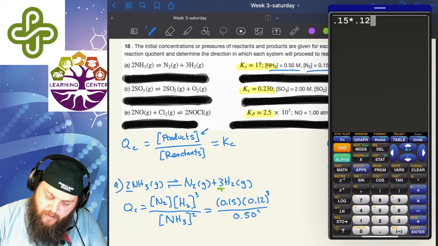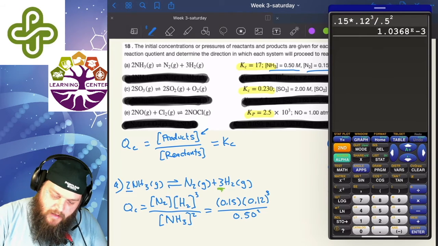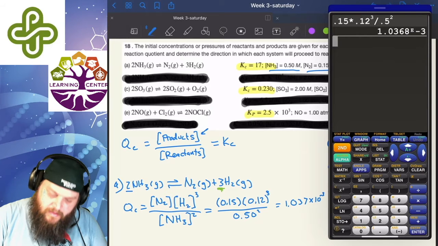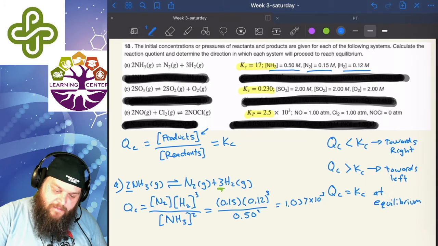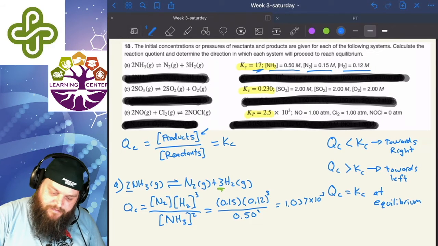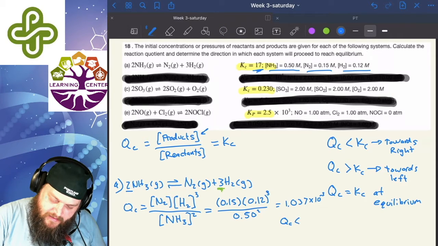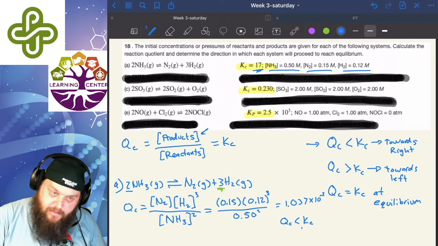Let's put that into my calculator. 0.15 times 0.12, again to the third power, divided by 0.5 squared. I'm getting 1.037 times 10 to the negative 3. That's a pretty small number, especially when our Kc value is 17. So we can see that in this case Qc is less than Kc, which means we're going to be moving towards the right.